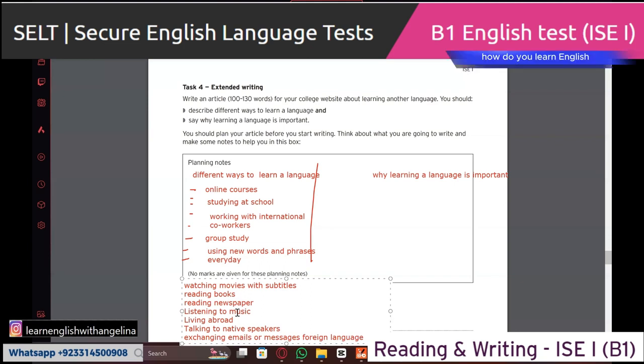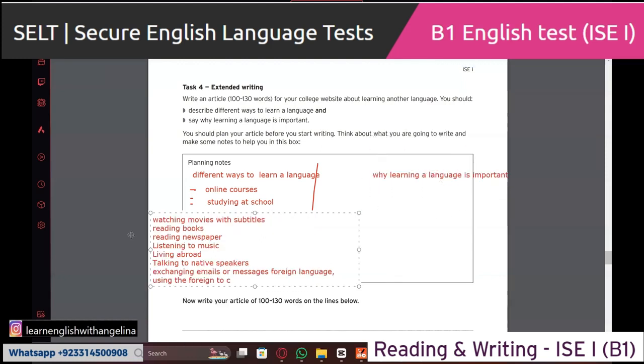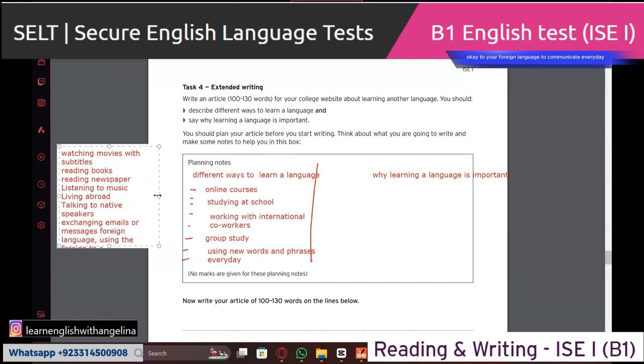How do you learn English? We can learn English by watching videos, or try listening to podcasts daily, or maybe we can try to talk in our daily routine. Then we will learn using new words and phrases every day, using the foreign language to communicate every day.